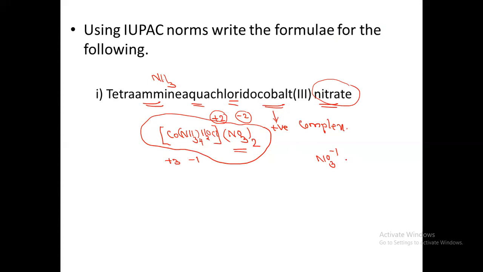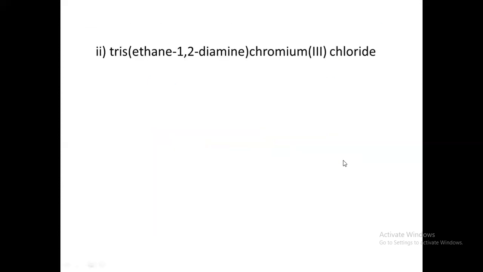Here we'll see more examples. Now, tris ethane-1,2-diamine chromium(III) chloride. Again, the metal name is given. There are two parts. So again, this is a positive complex. Positive complex means the coordinate part will be first, so the square bracket is first. What is the counter ion? Chloride. So just put Cl. The number of Cl we can find out later.